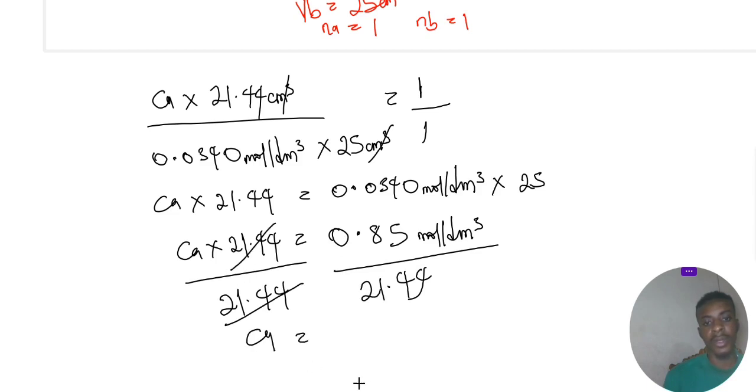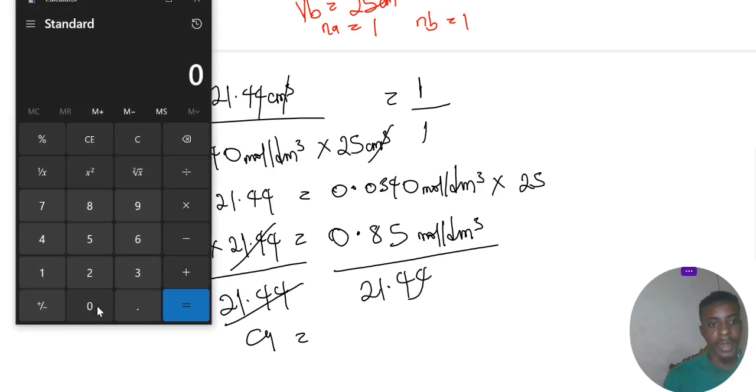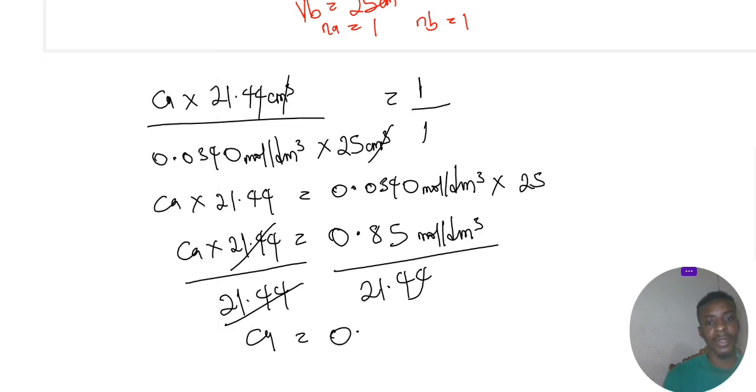So Ca becomes 0.85 divided by 21.44. So we're having 0.0396 mole per dm cube. So this is the concentration of our acid.